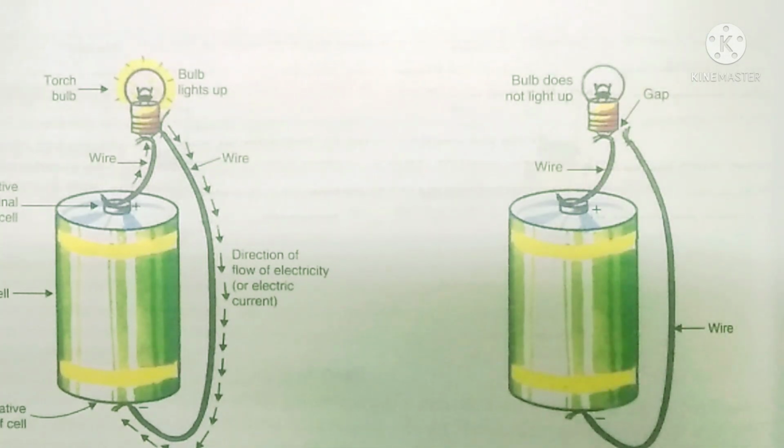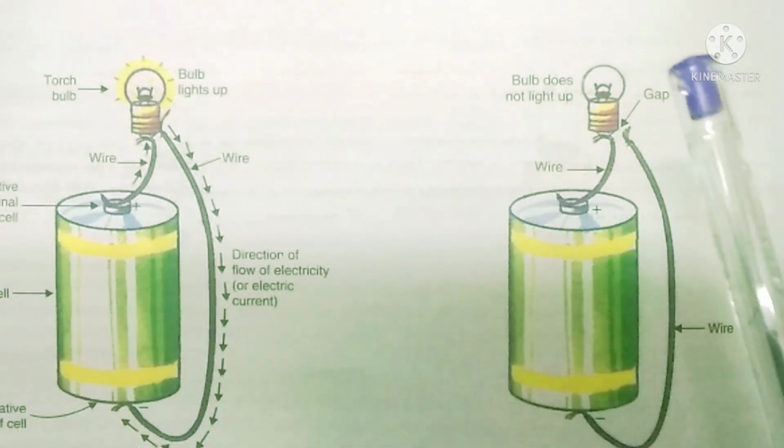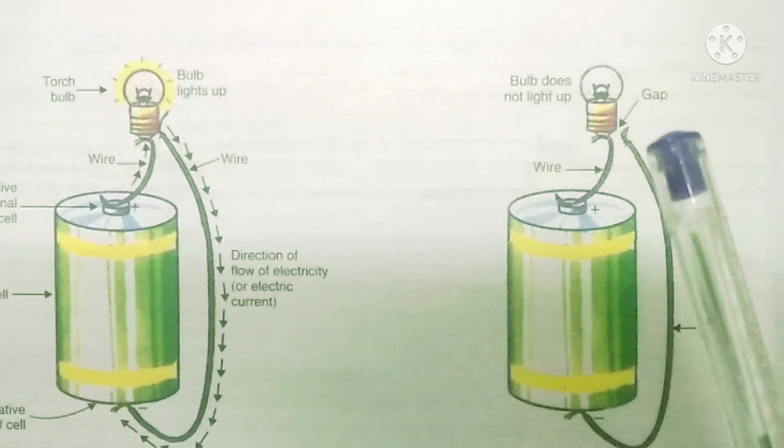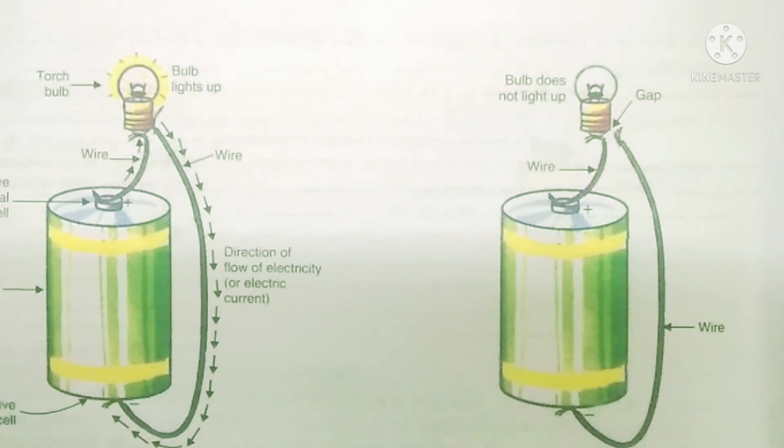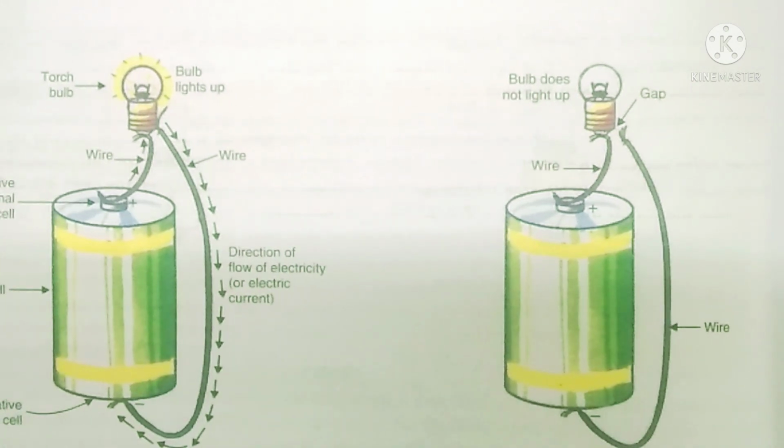Okay, and there are 2 types of circuit. When the circuit is open, there will be no continuous flow, and the bulb will not glow. And a closed circuit, or a complete circuit, is the circuit in which there is no gap between the terminals of the cells. In such circuits, there will be flow of current. Okay, so we learned about 2 types of circuits.